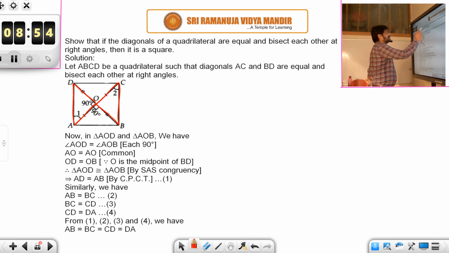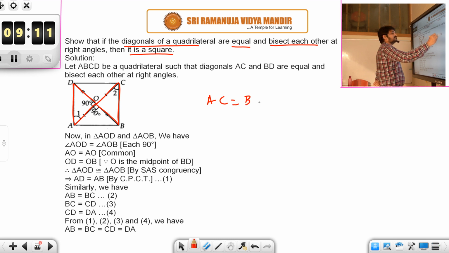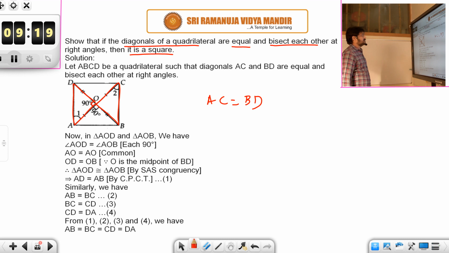Show that if the diagonals of a quadrilateral are equal and bisect each other at right angles, that is, if AC is equal to BD, then it is a square. So square means it is a rectangle in which all sides are equal. And what is a rectangle? It is a parallelogram in which all angles are 90 degrees.